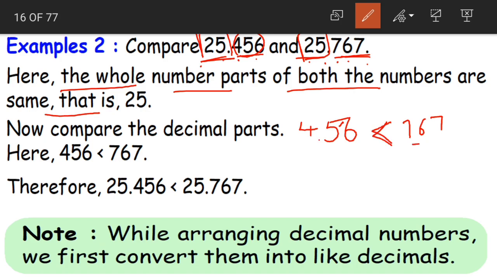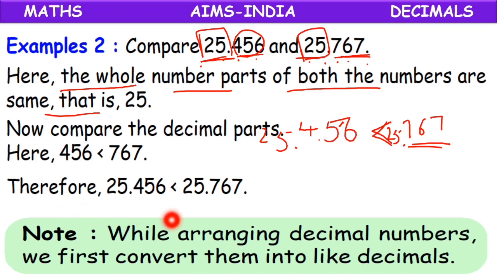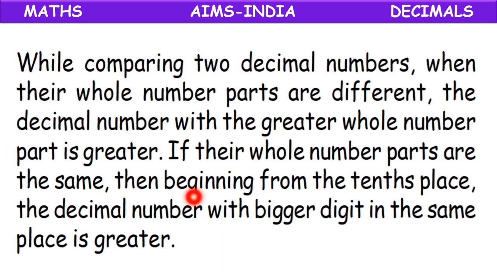456 is less than 767. Yes, so that is why the decimal number 25.456 is less than the decimal number 25.767. Understood? Again, what is the note? While arranging decimal numbers, we first convert them into like numbers.